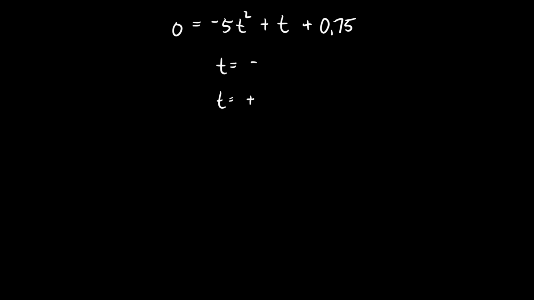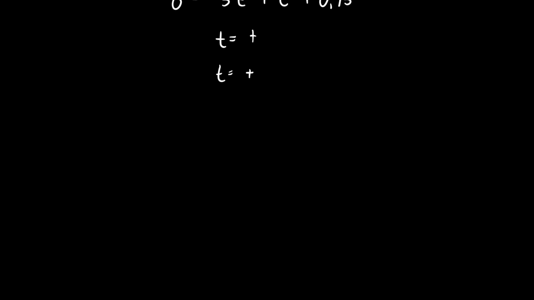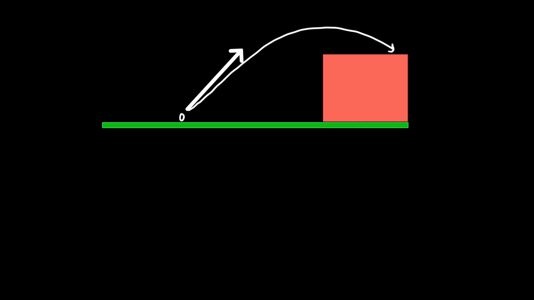Now, there is the possibility you could get 2 positive times on a problem like this. And I want to show you the ones where that would occur. The only way that would occur is if you're trying to lob something up on top of like a building. If you lob something up on top of a building, you shoot it upwards, there could be 2 times that the object is at the right height.